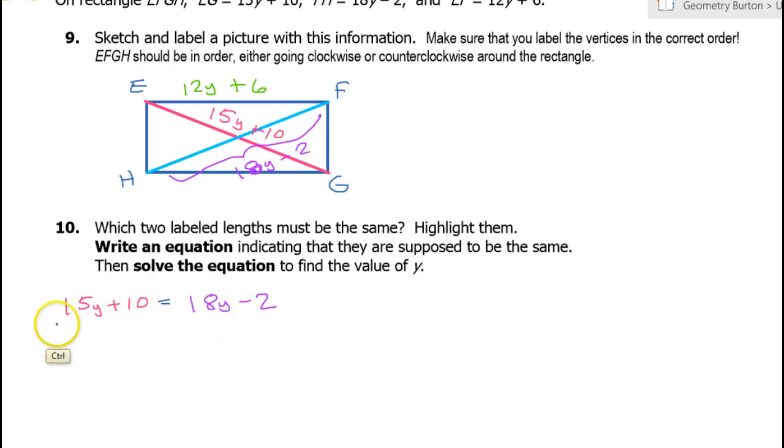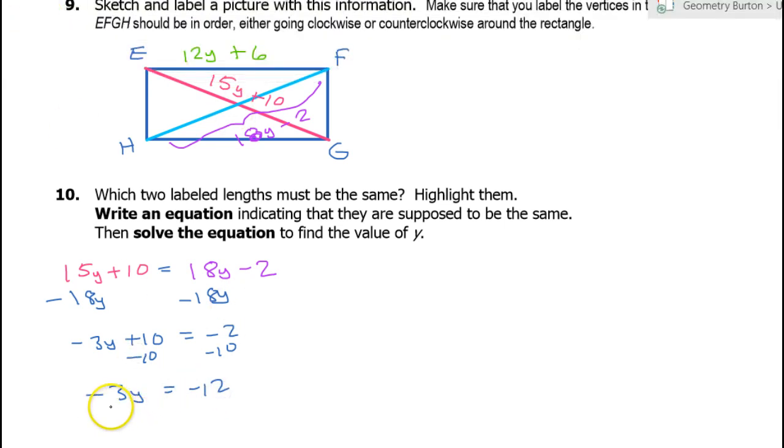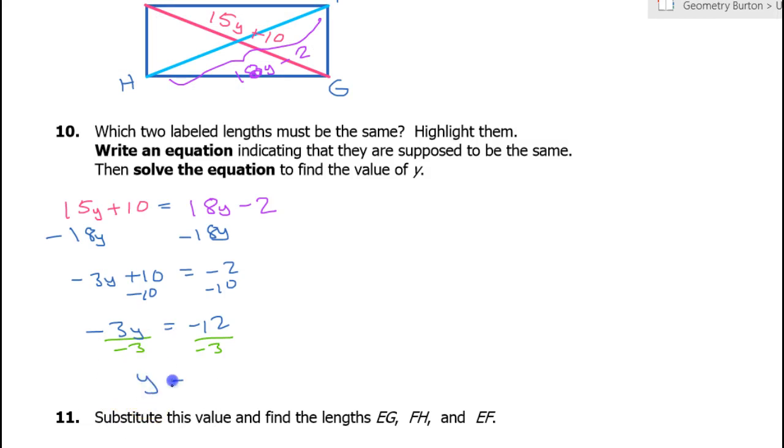All right, now we'll solve the equation to find the value of y. So I am going to subtract 18y from both sides. So that will give me negative 3y plus 10 is equal to negative 2. And I will subtract 10 from both sides, so negative 3y is equal to negative 12. So if you divide both sides by negative 3, you get y is equal to 4. All right, so we found the value of y.